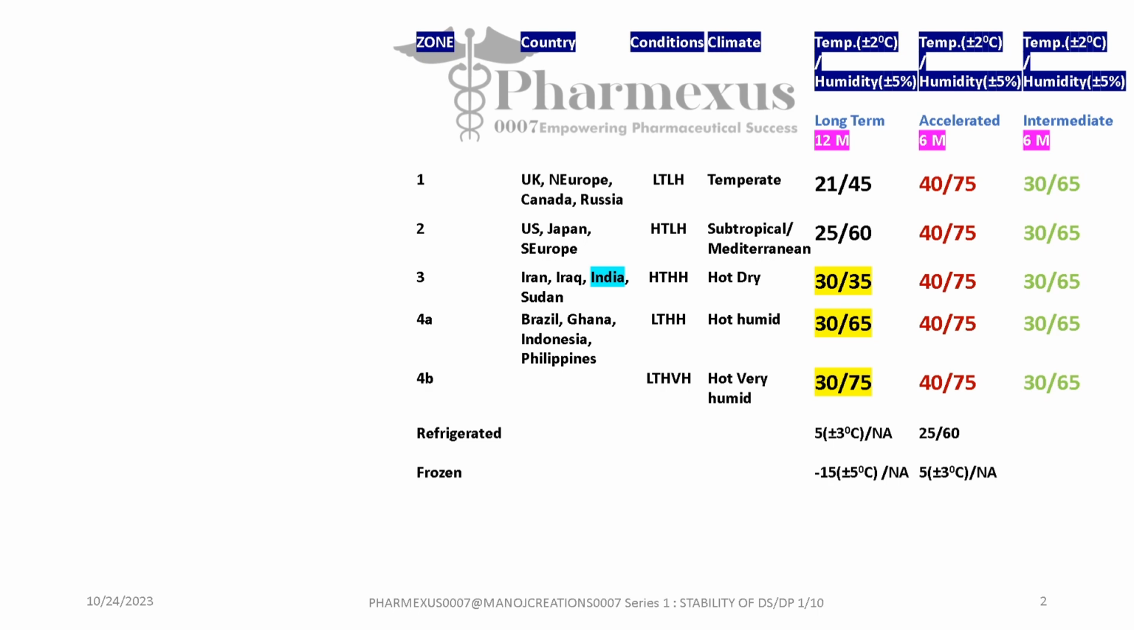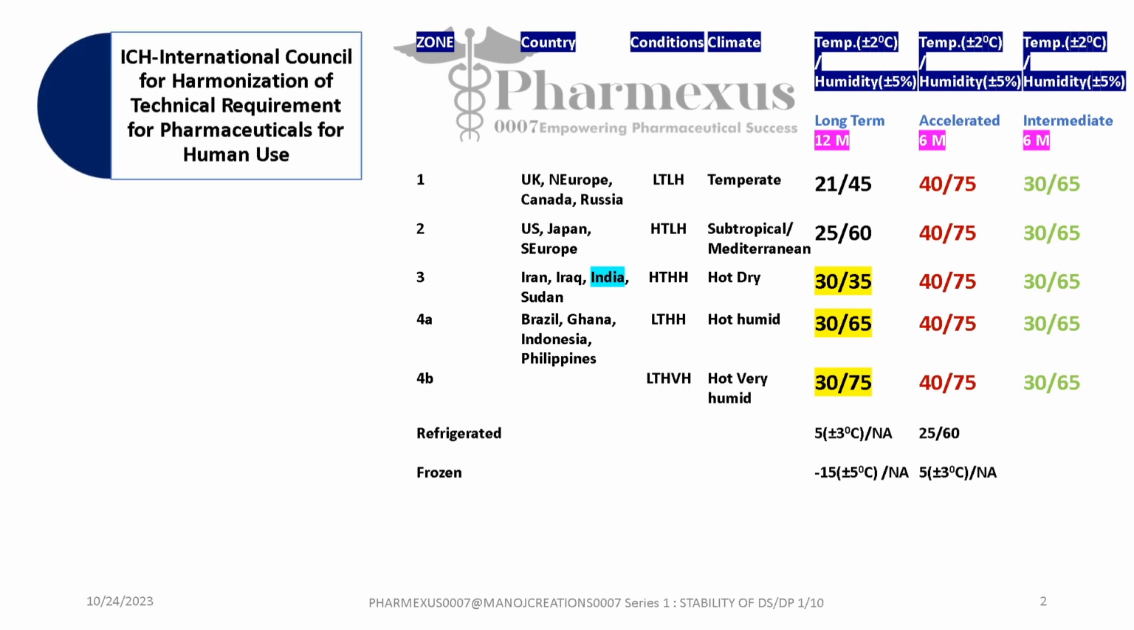As regards refrigerated and frozen condition, the data is there on the screen, but we'll be discussing that in detail in subsequent modules. These are basically the ICH, International Council for Harmonization of Technical Requirements for Pharmaceuticals for Human Use guidelines. Now this guideline has given an elaborate approach in handling the stability study of the various zones. The zone 1 being a temperate zone, zone 2 being subtropical or Mediterranean zone, zone 3 being a dry zone, zone 4A being a hot humid zone, and 4B being a hot very humid zone.